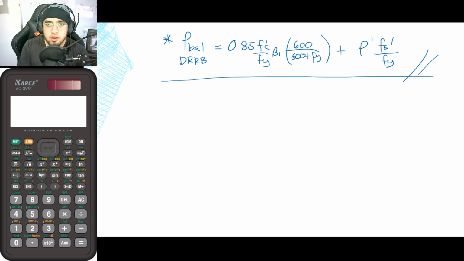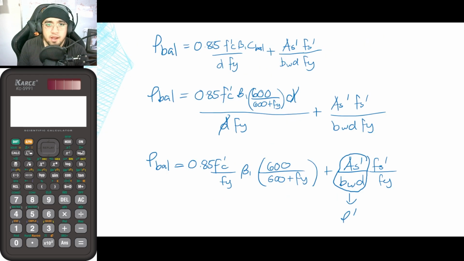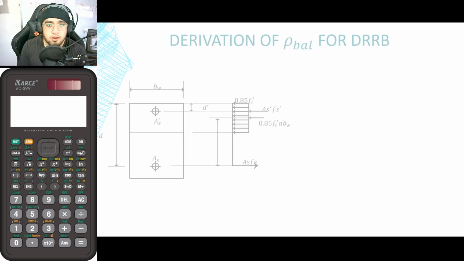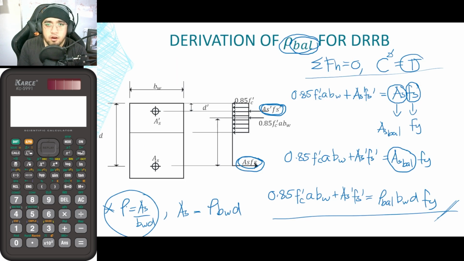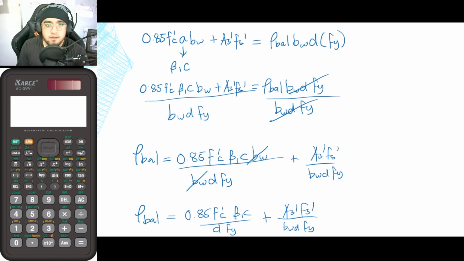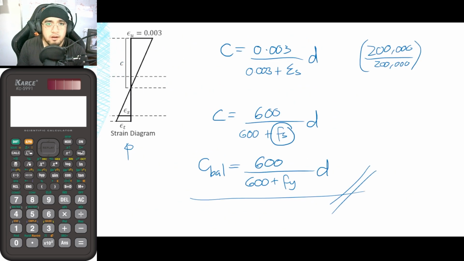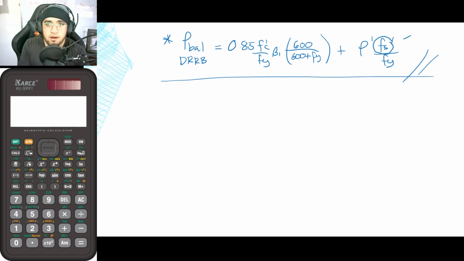Okay, however, we do not know the value of Fs prime. So let me just go back to our equation here. For rho balance, since we have indicated earlier that the tension steel must yield in order for it to be called rho balance, it does not really indicate that our compression bars would also yield. So meaning, guys, that for the value of Fs prime here, we do not know if this would yield or not. So from that, just solve for Fs prime.